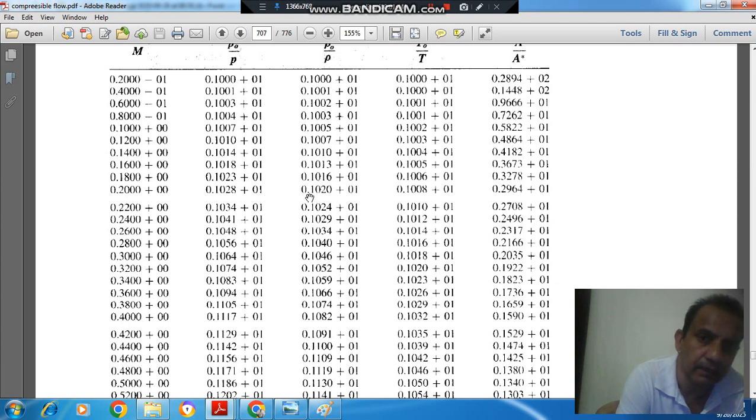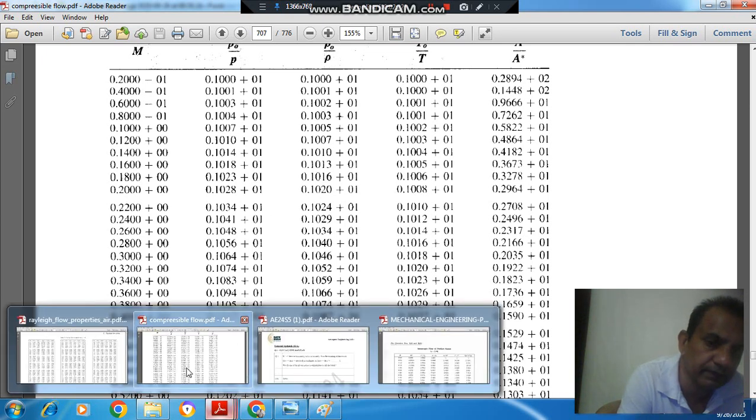01, and here the density ratio is 0.1020 plus 01, and temperature ratio is 0.1008 plus 01. Okay, so here plus 01 means 10 power 1. So it means the pressure ratio is 1.028, density ratio is 1.020, and temperature ratio is 1.008 for Mach number 0.2. Okay, so here we are taking this.